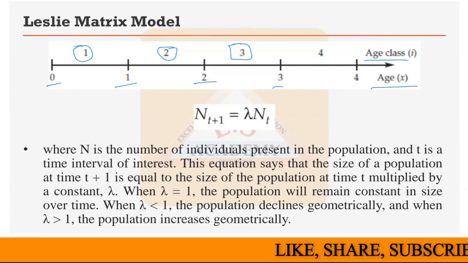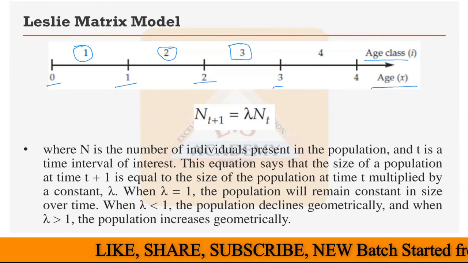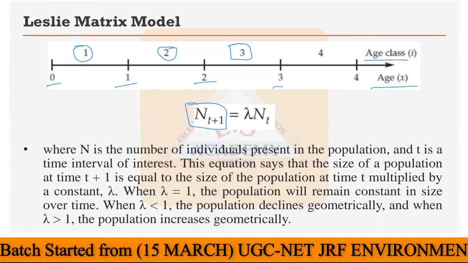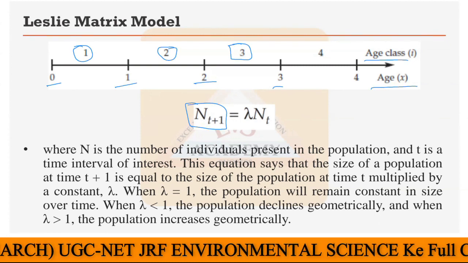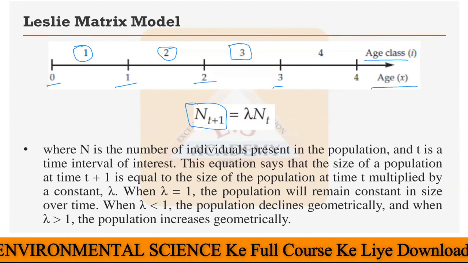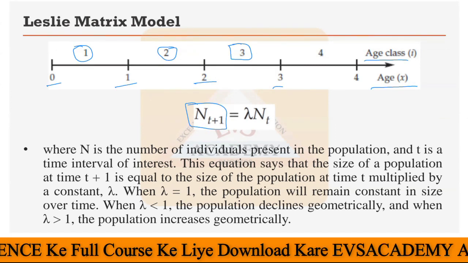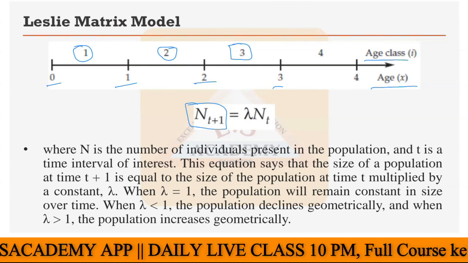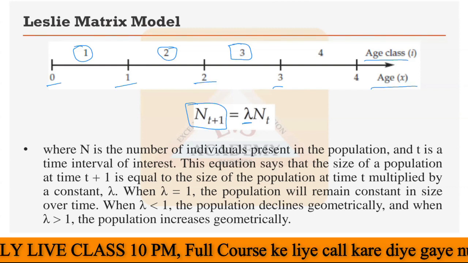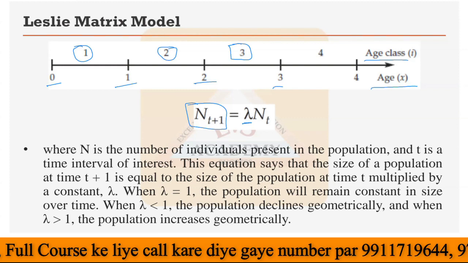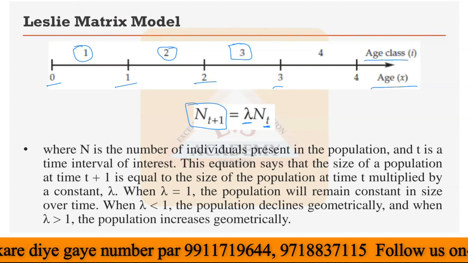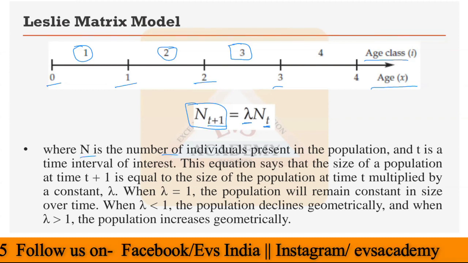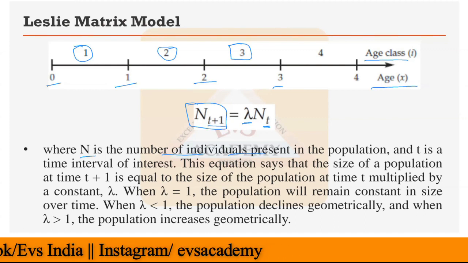Here you can see in the Leslie matrix model, the population change can be defined as N(t+1). It means what would be the change in population number at time t+1. One can be 1 year, one can be 1 hour, one can be 1 minute. Depending on the reproducibility of the organisms, the N(t+1) can be defined. Here this is lambda multiplied by N(t). N(t) is the number of individuals that were present at time t, and now we are calculating the number of individuals present at time t+1. Where N is the number of individuals present in the population, t is the time interval of interest.